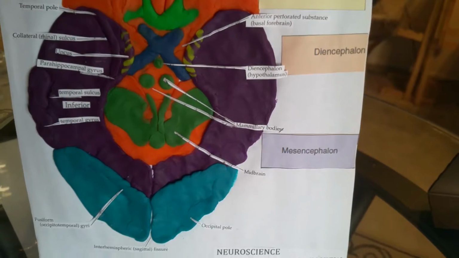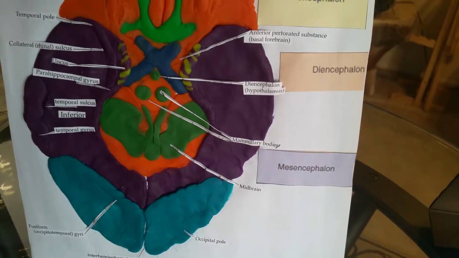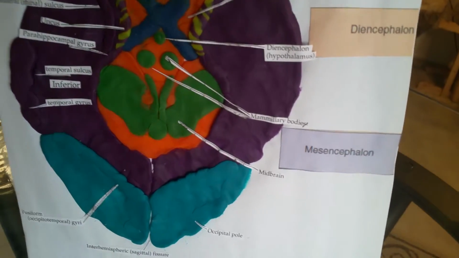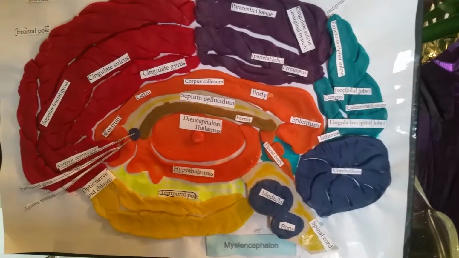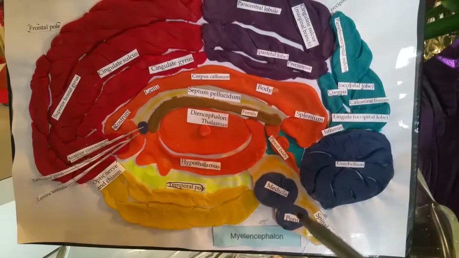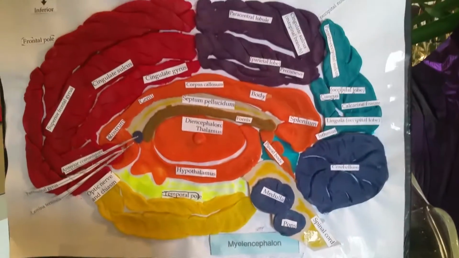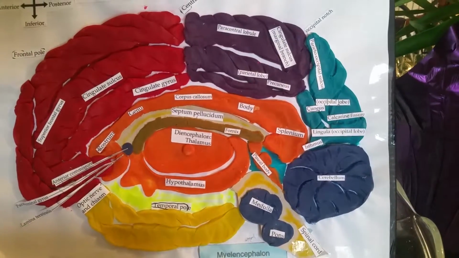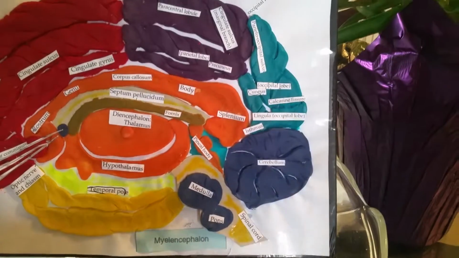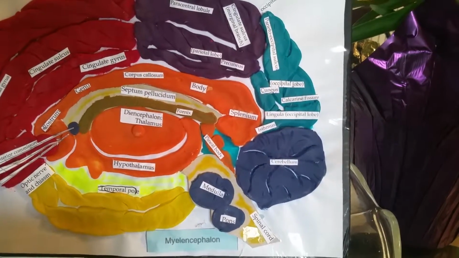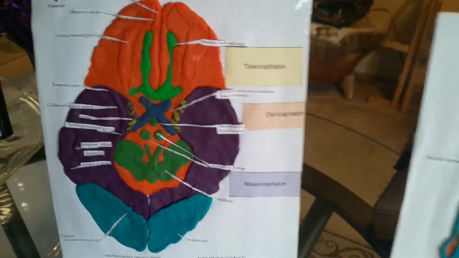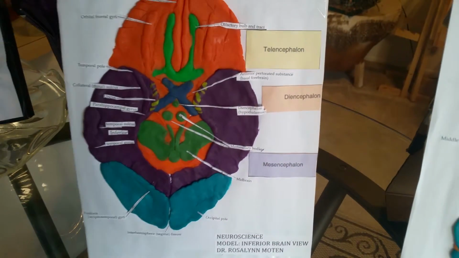And then, not seen on this one, but seen in this one, we have the diencephalon, which contains the medulla and the pons. All right, and the spinal cord. Alrighty. Again, that is the inferior brain view.